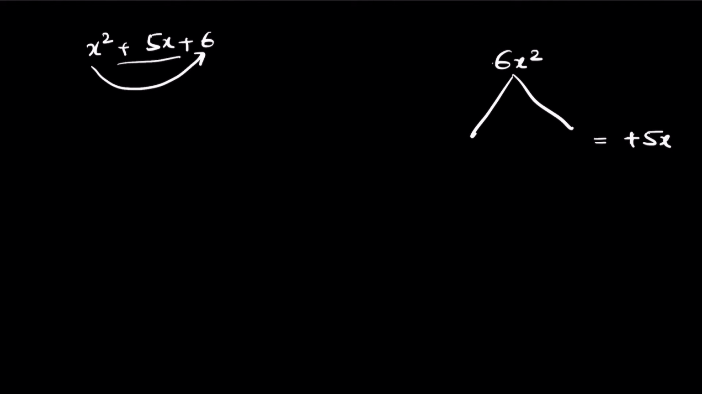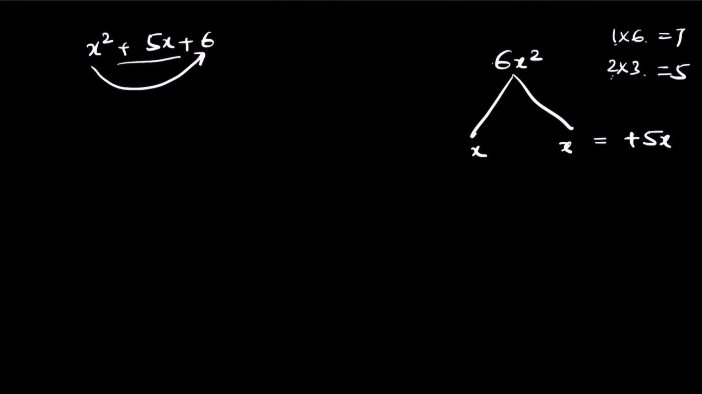So both of them are positive then. Now, split x. We have to split 6 in such a way that when you add them, you get plus 5x. So 6 can be written as 1 times 6, and also as 2 times 3. When you add 1 plus 6, you get 7. But when you add 2 plus 3, you get 5.